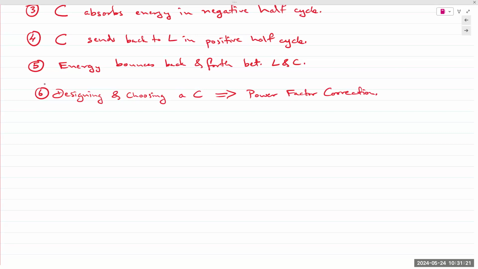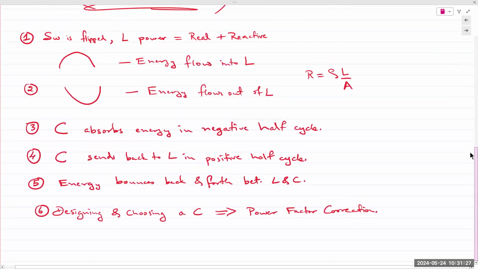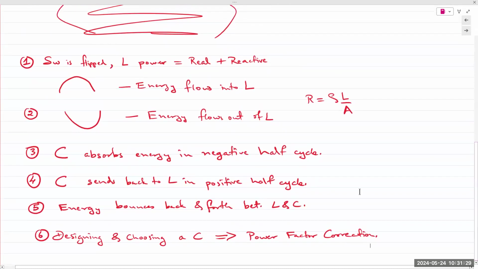Okay, power factor correction. And you actually did a little bit of that in lab 7, or at least those of you who are taking the lab. And I'll explain how and why. This is, by the way, also the topic for lab 8. Power factor correction is the topic for next week's lab.